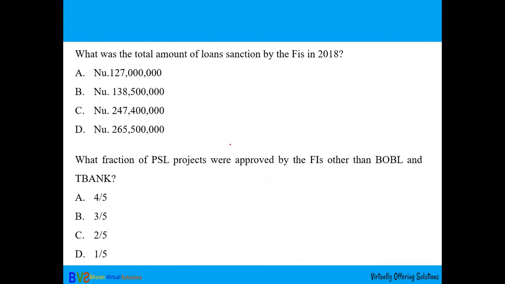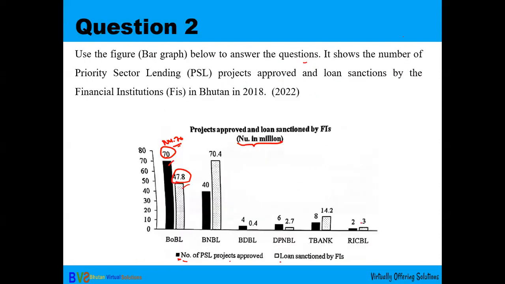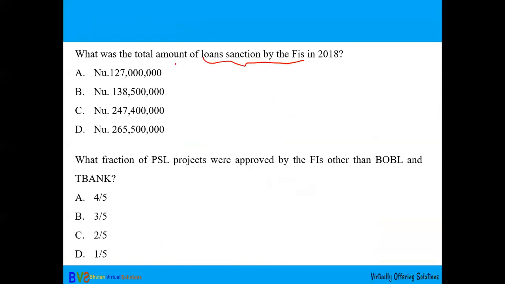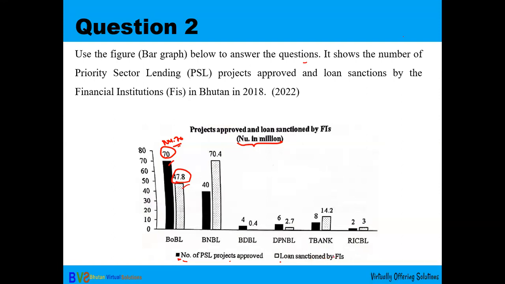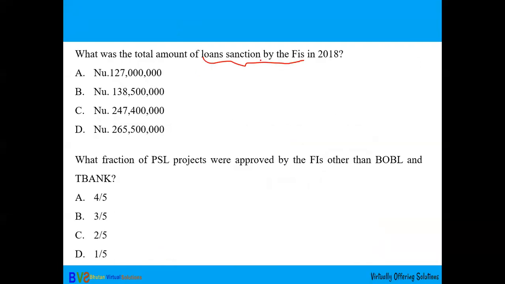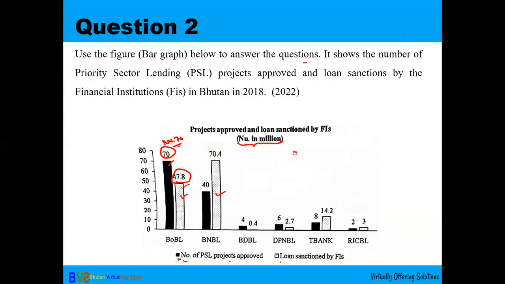All right. Now let us see the first question. What was the total amount of loans sanctioned by the FIS in 2018? Loan sanctioned by the FIS in 2018. And by the way, this question came in 2022. So what was the total amount of loan sanctioned by the FIS? Loan sanctioned by the FIS is represented by the white bar. So when you add all this, you will get the total amount of loan sanctioned by the FIS, right? So you just add this.